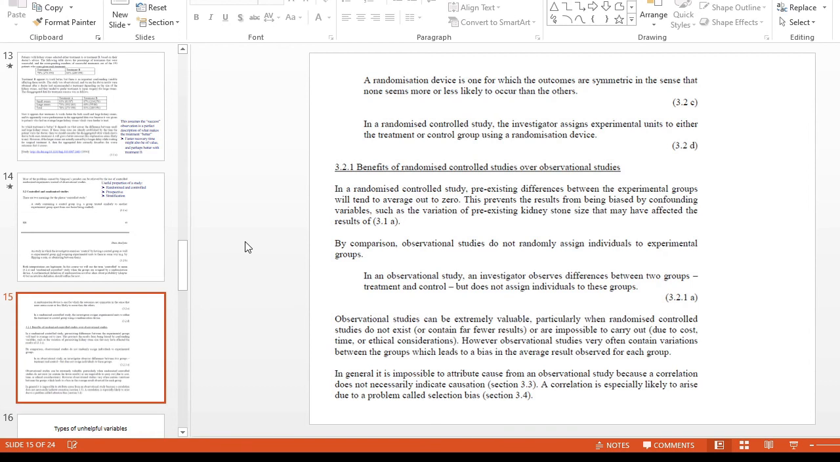But be aware that an awful lot of data that you encounter, especially in news, but also in literature, are observational studies, and they very often contain variations between groups, which lead to a bias in the average result observed for each group. In general, it is impossible to attribute cause from an observational study because a correlation does not necessarily indicate causation. There are some other causes of correlation apart from Simpson's paradox. Other causes such as selection bias, which we'll come on to look at in the next lecture.